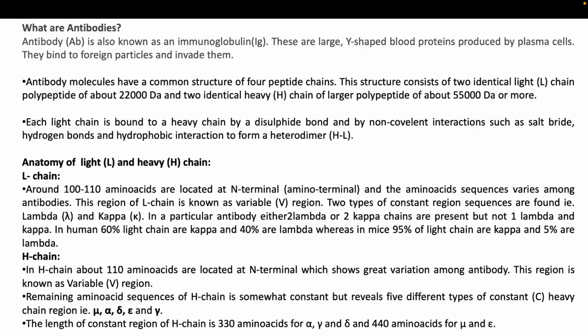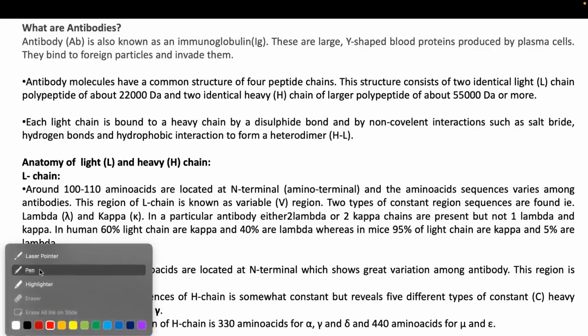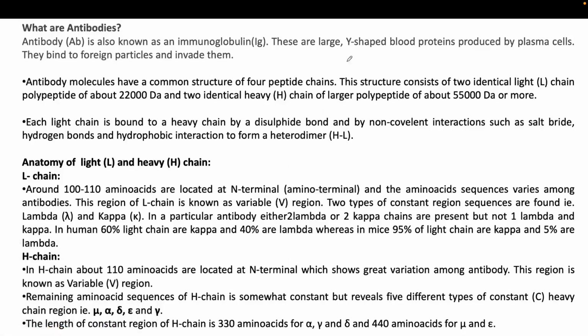These antibodies are large Y-shaped blood proteins produced by blood plasma cells. They bind to foreign particles to neutralize them, or to remove them. This antibody molecule has a common structure of four peptide chains.